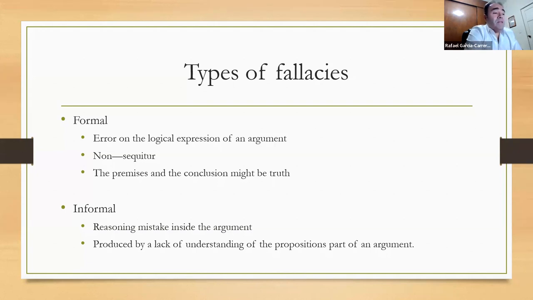Despite what the name may imply, the formal fallacy is actually a mistake in the presentation of the argument that you are trying to make to the other person. That means it's going to be an error in the logical expression of an argument. It is what we usually call a non sequitur. That means that the conclusions you're presenting are not derived from the propositions, and the propositions are not derived from the hypothesis.